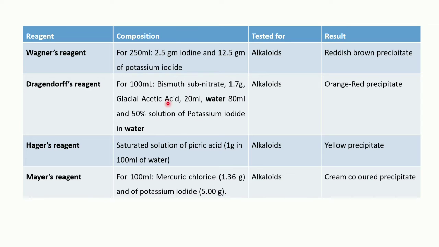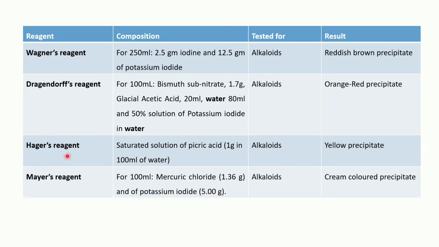And Dragendorff's reagent, for a 100 ml preparation, we take bismuth subnitrate, that is 1.7 grams, glacial acetic acid 20 ml and water 80 ml, and a 50% solution of potassium iodide in water. This mixture we call Dragendorff's reagent, used for the detection of alkaloids, and it produces an orange red precipitate.